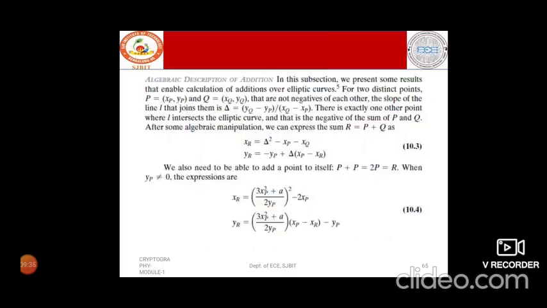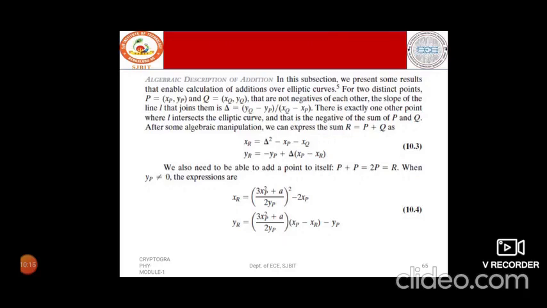Next is the algebraic description of addition. Here we can see some results that enable the calculation of additions over elliptic curves for 2 distinct points, that is, P is equal to (xP, yP) and Q is equal to (xQ, yQ), that are not negatives of each other. The slope of the line L that joins them is delta is equal to (yQ minus yP) divided by (xQ minus xP). There is exactly one other point where L intersects the elliptic curve, and that is the negative of the sum of P and Q.